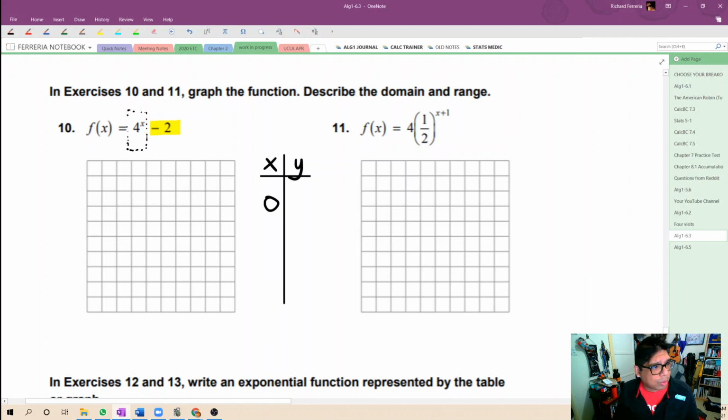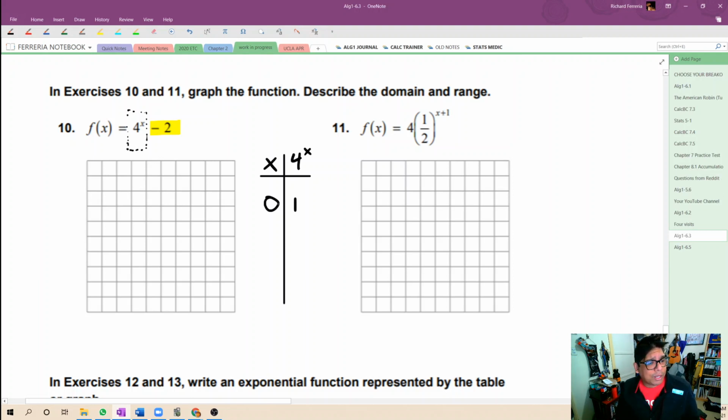Now there is nothing multiplying to our ratio. So our y-intercept should be 1, but then we're going to subtract 2 from it. Maybe it's better if we just do the minus 2 at the very end. So right here, instead of graphing y, let's just graph 4 to the x. Okay, because this will make it a little bit easier to see what's actually happening.